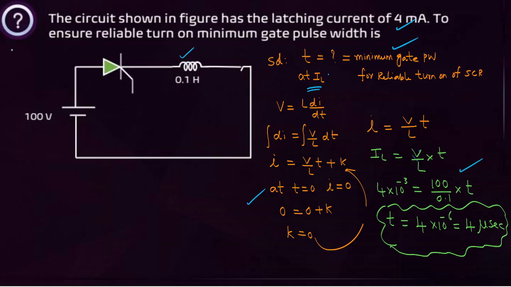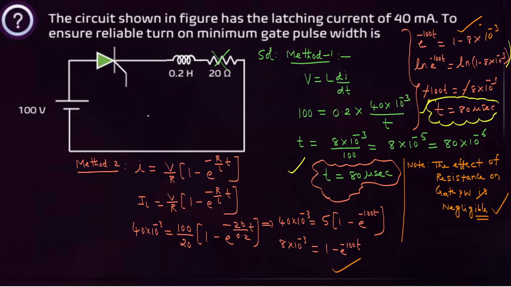These models of questions are very important. They are repeated in the GATE exam. This is also important. Here, instead of an L circuit, they have given an RL circuit. Here I solved it by two methods. Method one is the direct method. I told you already, gate pulse width is independent of the resistance. It depends only on inductance. Then V equal to L into di by dt, and from this you find the time.